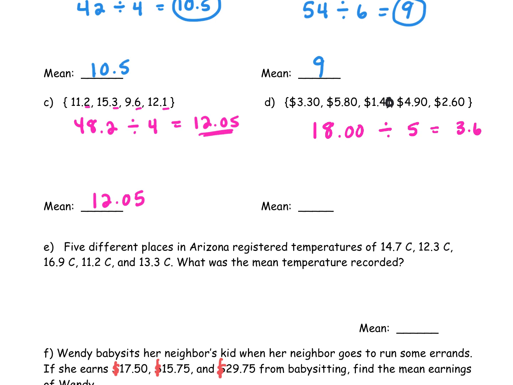3.6 on the calculator. But since we are dealing with money at the end, we do, in this case, want to acknowledge that it's money. So we want to attach that decimal, $3.60. Again, would you please pause and find letter E and F.